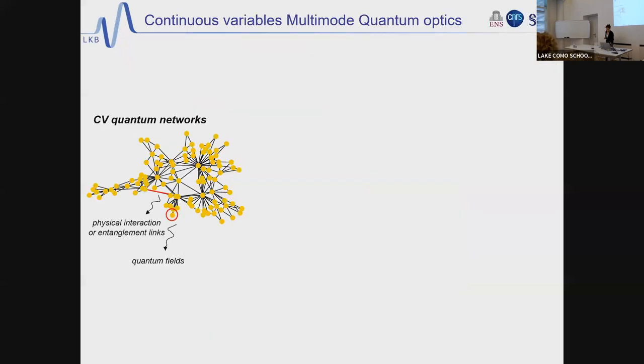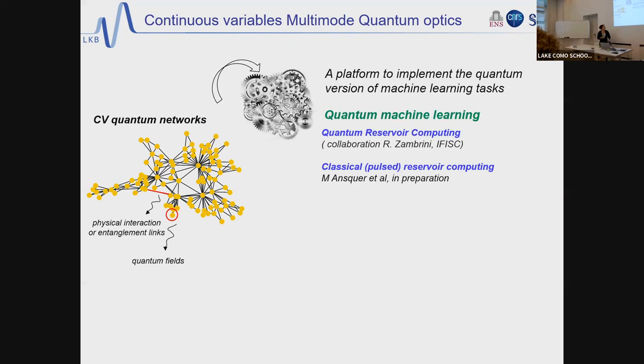For our setup, the main feature, at least of what I do in the group, is to build complex quantum networks, complex in shape, networks made of quantum fields. I will speak a little bit more of it very soon. The nodes are quantum fields and the links could be physical interactions and entanglement links. This kind of experimental setup is nice to think about using as a platform to implement a quantum version of machine learning.